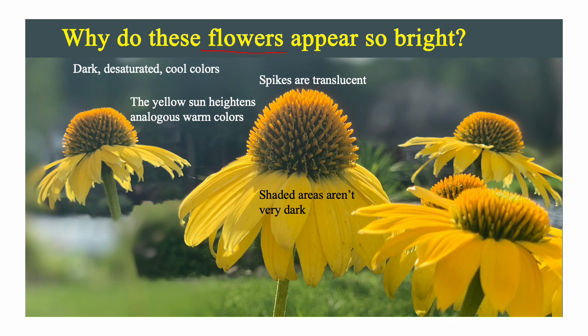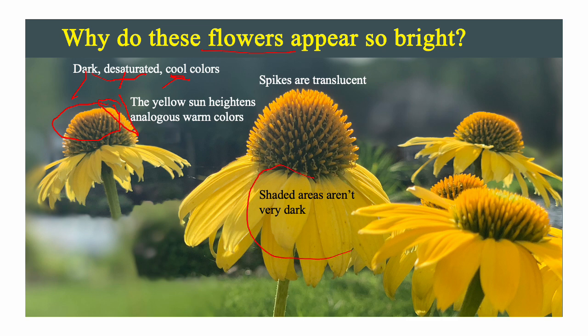Why do these flowers appear to be so bright? Well, it has largely to do with the background, which is dark, desaturated, and cool colors of blue and green, whereas the flowers are a bright, light yellow-orange. This provides contrasts in values, saturation, and temperature. The spikes have soft edges as light bends around and through them, making them look translucent. And the yellow-orange is intensified by the analogous warm sunlight.